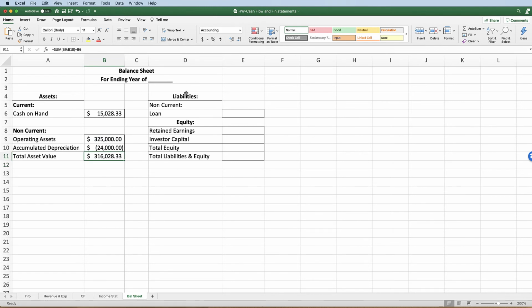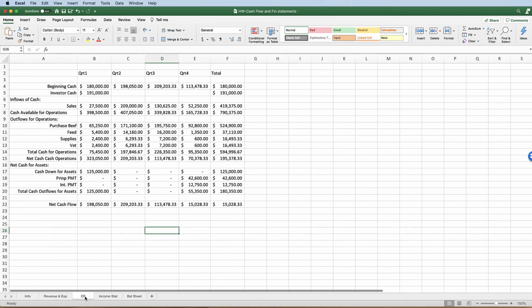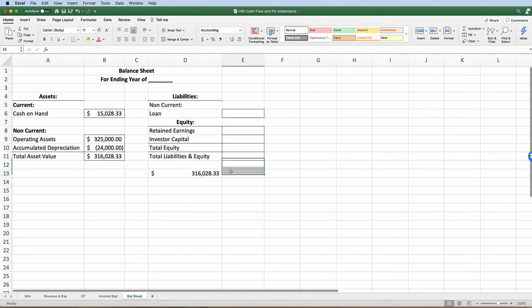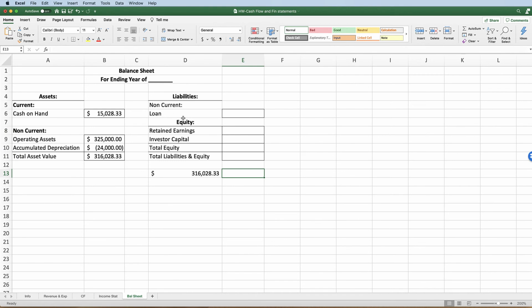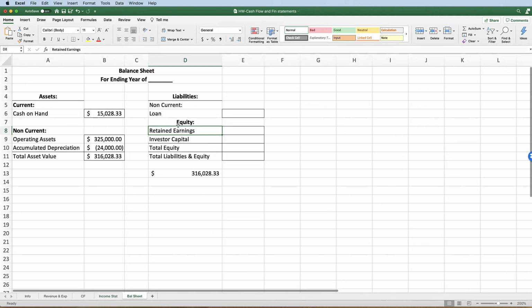You'll need to do this side, and of course this and this need to balance. If they don't, here's a formula for you. Just do equals, subtract these two, and however much you're off is what you are looking for. You might go find that as part of the income statement or part of the cash flow or part of the resource page to locate what your problems are here. Now, a couple things I'll let you work out: retained earnings is the net income that you get here in this bottom line. So that's where that comes from.